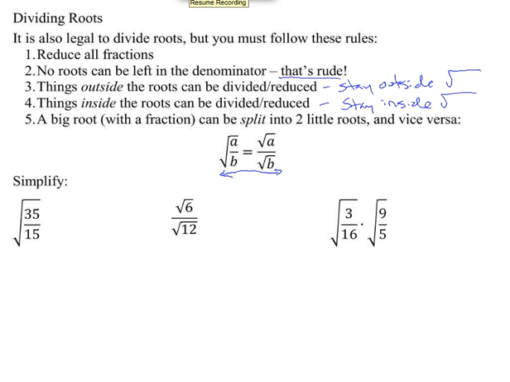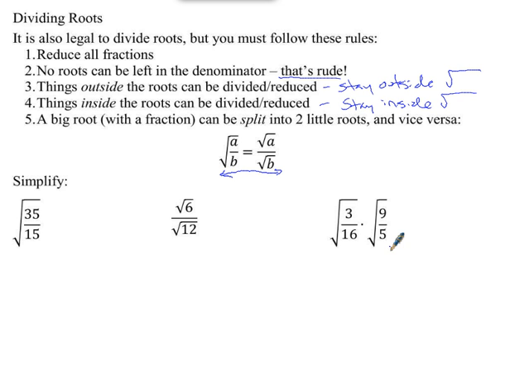And we can also combine dividing and multiplying. So like in this last one right here, we have 2 square roots that are being multiplied together. But within the multiplication, there is division going on. So we can mix and match. We can do all kinds of things here.